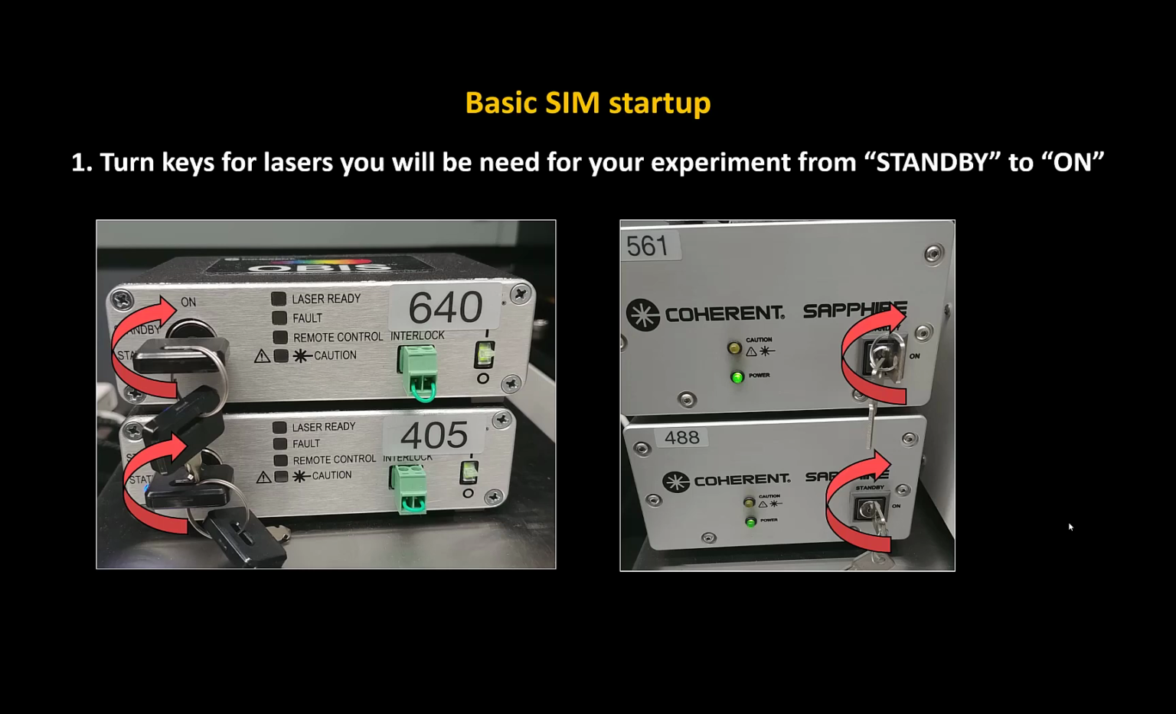So the first thing you want to do is just turn the keys for the lasers that you'll want to use for your experiment from standby to on. And we have 4 different lasers, so that means we can have 4 different excitation sources here. We have the 405, 488, 561, and 640 that all represent sort of the standard fare for lasers in microscopy. Once you turn those to on, they'll take about probably 5 minutes to warm up, and then they'll be fully ready to go.